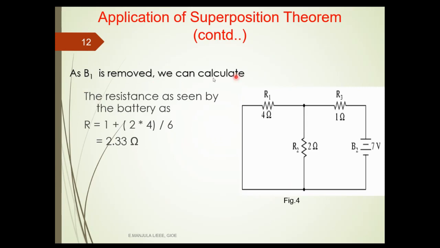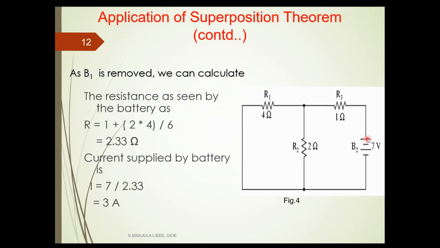As B1 is removed, we can calculate the resistance as seen from the battery side. From the battery side, R1 and R2 are in parallel and these two are in series with R3. So the total resistance is R equal to 1 plus 2 into 4 divided by 6, which is equal to 2.33 ohms. That is the total resistance. So now calculate the total current. The total current I is equal to V by R. V is 7 volts and R is 2.33 ohms, which is equal to 3 amps.